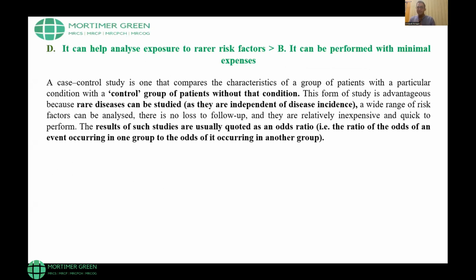So it means that it is independent of incidence. So it means that rare diseases can be studied. In a population cohort, it's very difficult to analyze rare diseases. There is no loss to follow-up, and it's relatively inexpensive and quick to perform. The results of such studies are quoted as an odds ratio: the odds of one event occurring in one group, against the odds of it occurring in another group.